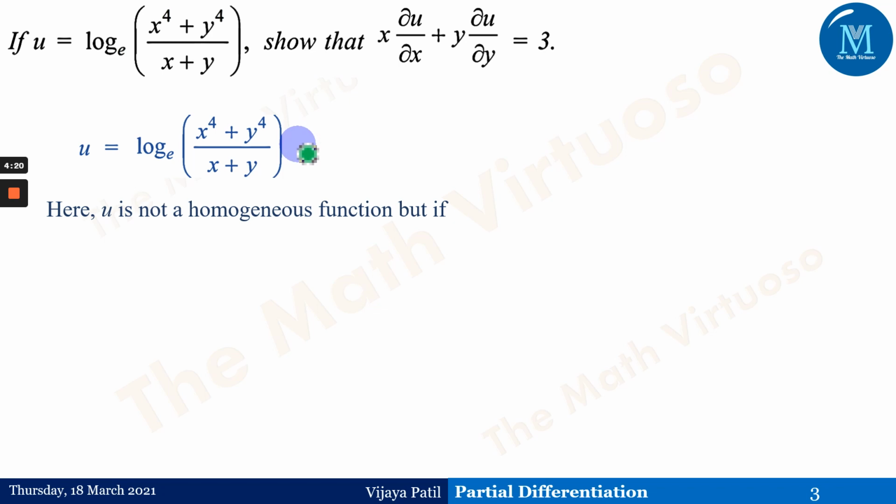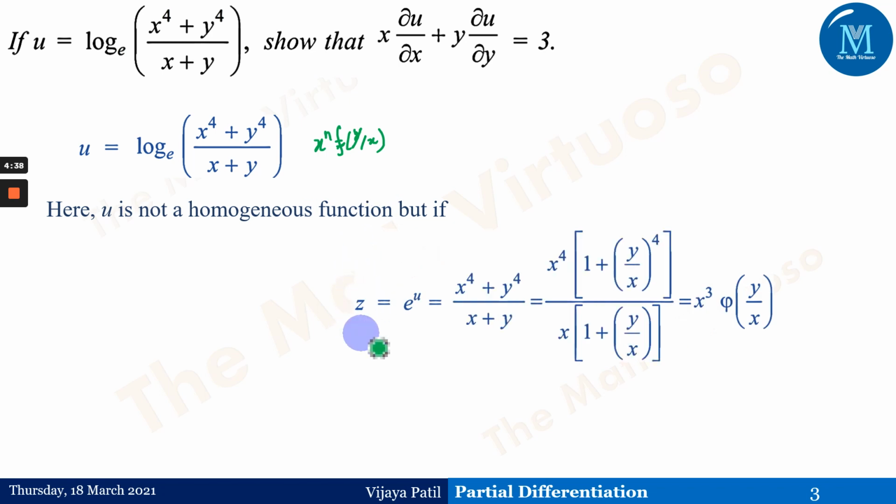we cannot write this as x to the power n into f of y by x, and that's the reason we cannot say that u is a homogeneous function. So we have to say that u is not a homogeneous function.